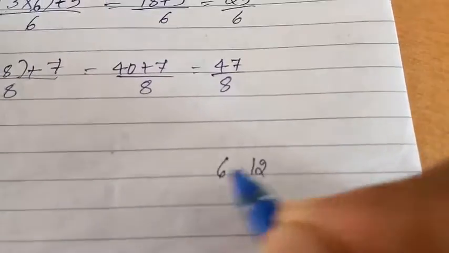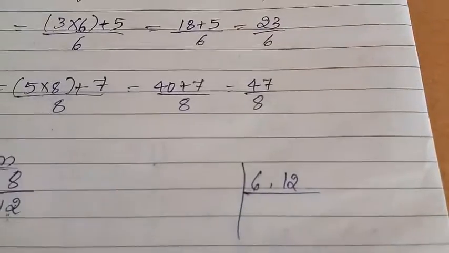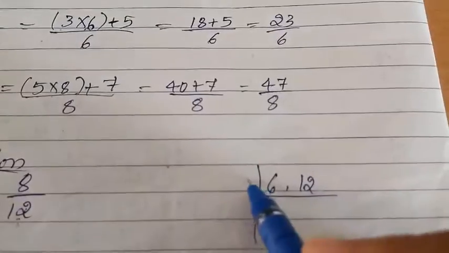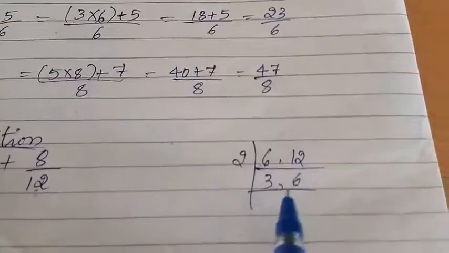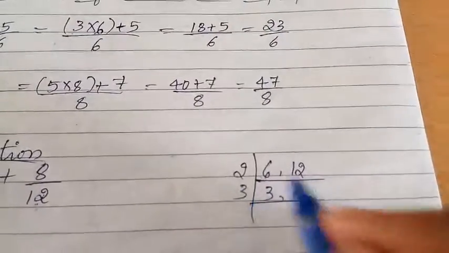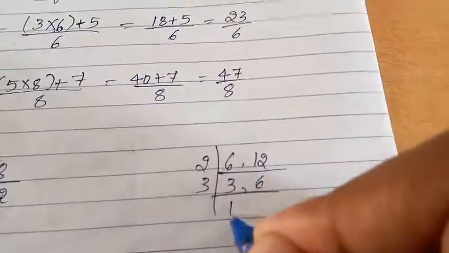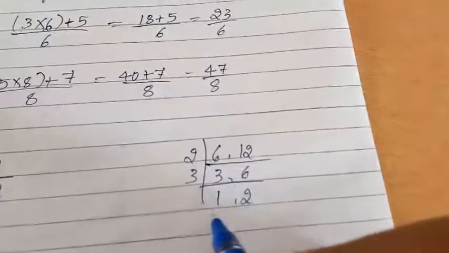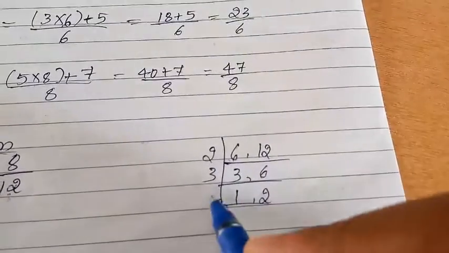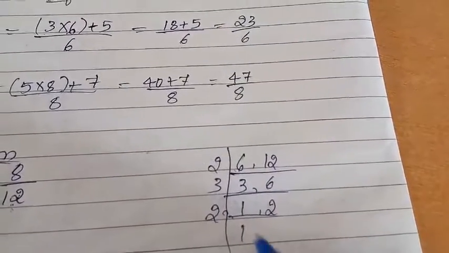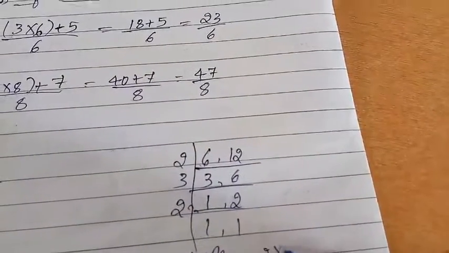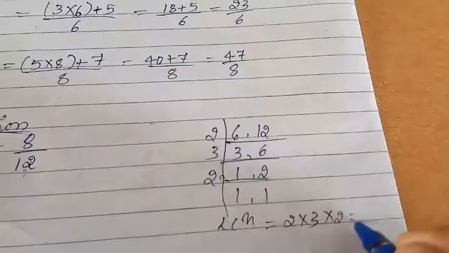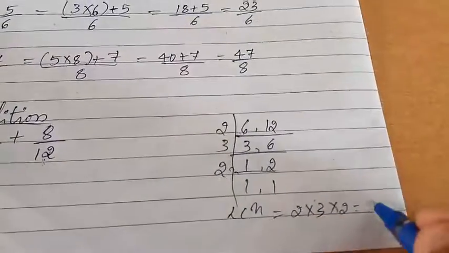So how to find the LCM of 6 and 12? Divide it. Both the numbers are even numbers, divisible by 2. So 2 3s are 6, 2 6s are 12. Next again a common factor 3 is there, so take down 3. 3 ones are 3, 3 2s are 6. Next the remaining number 2 will be there. So 2 ones are 1, 2 ones are 2. So LCM is 2 into 3 into 2. That is, 2 3s are 6, 6 2s are 12.